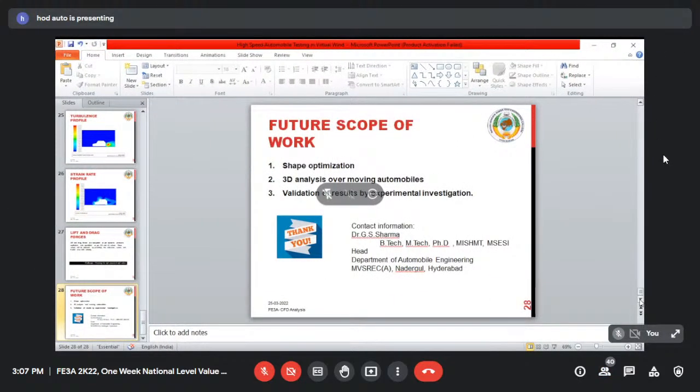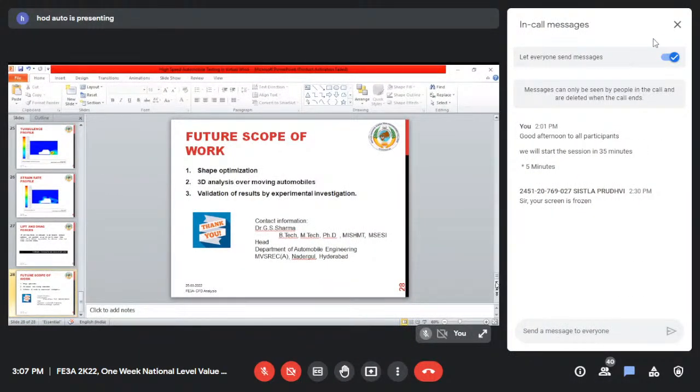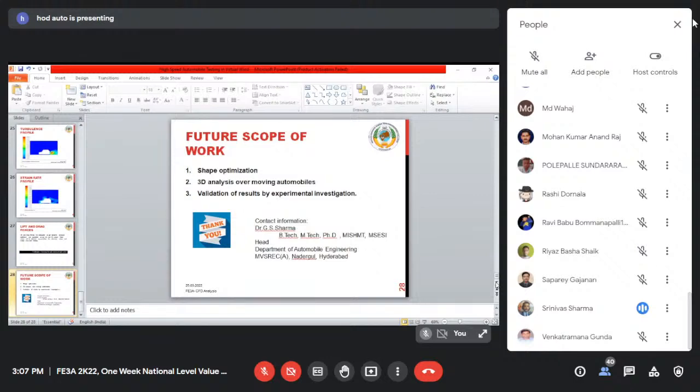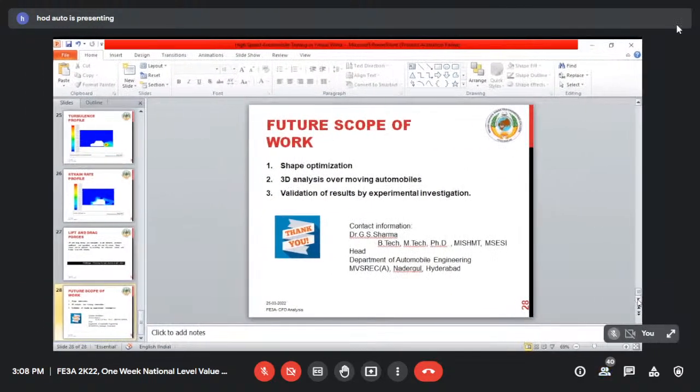The future scope of work: there's excellent shape optimization. Industry calls it topology. Then 3D analysis over moving automobiles, high memory computations, artificial intelligence, ML and AI are taking up these particular areas. Validation of results by experimental investigations.